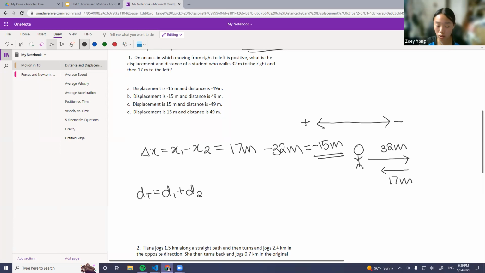And then distance traveled, you just add everything. So 32 meters plus 17 meters. You don't have to worry about the signs, which is actually why I like doing distance traveled calculations more, because you just add everything and you don't worry about a sign. And if you add those two, you get 49 meters. So 49 meters for total distance traveled, negative 15 meters for displacement, which gives us our answer of B.